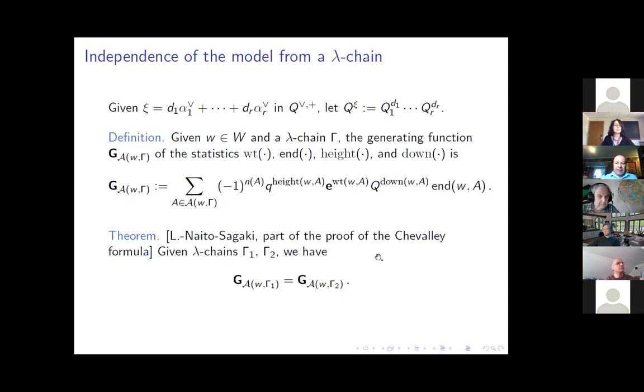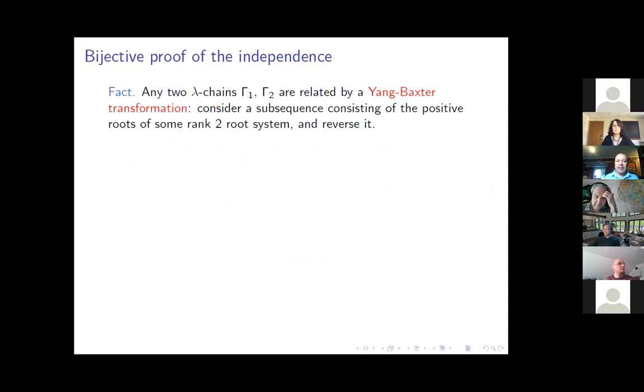So then implicit in the Chevalley formula is that if I have two lambda chains, gamma 1 and gamma 2, then the corresponding generating functions for the statistics are the same. And it turns out this can be seen combinatorially in a very nice way, and it relates to other nice things. So let me explain this. This is a basic fact which just reduces to the fact that you can relate any two reduced decompositions by applying Coxeter moves. And lambda chains are given by reduced decompositions in the finite Weyl group.